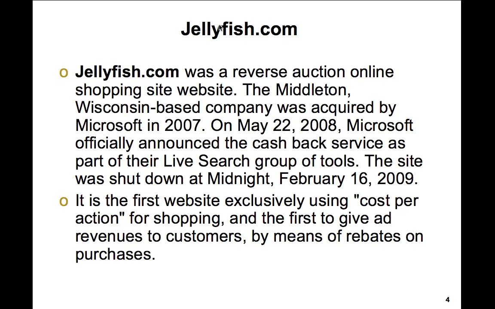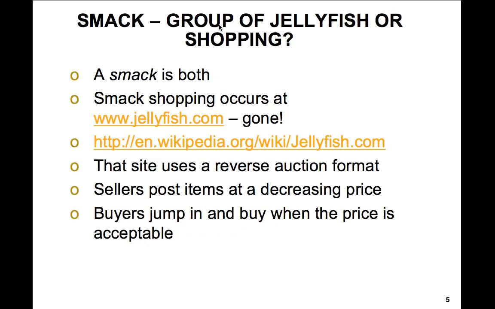Well, we have fake clicks and we have a bunch of other stuff. And the cost per action for shopping also gave revenues to customers by means of rebates on purchases and things of that nature as well. We see rebates all the time in the real world.